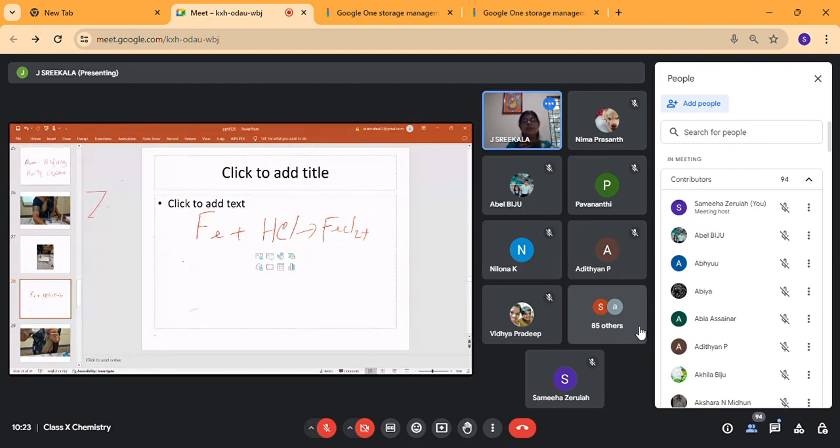Okay, see, zinc reacts with HCl to produce zinc chloride and hydrogen gas. Can you balance this equation? You tell me where I have to put some number. Yes, 2HCl, very good. 2HCl. This hydrogen gas we saw as bubbles.